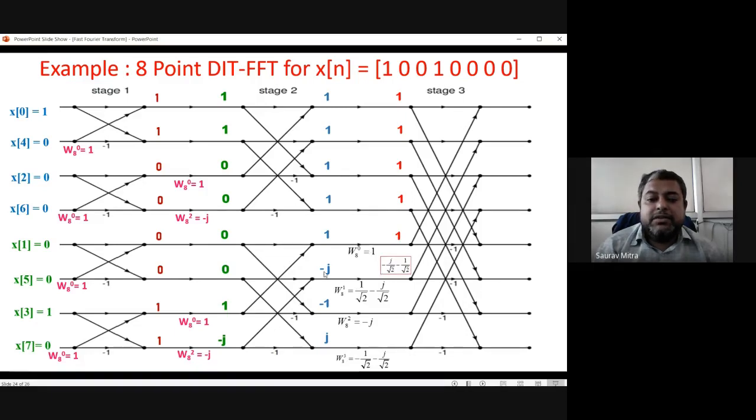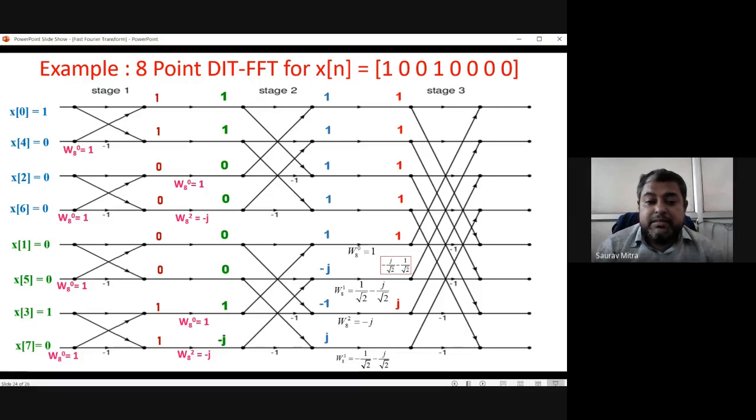Then line number 6, so this minus j is getting multiplied with 1 by root 2, so this becomes minus j by root 2, and again minus j is multiplied with minus j by root 2, so this becomes plus j square by root 2, and j square is -1, so this becomes -1 by root 2. So in this multiplication you have to be careful. Minus j into 1 by root 2 is minus j by root 2, minus j into minus j becomes plus j square, and j square is -1, so that's why this is -1 divided by root 2. So this is nothing but the input to line number 6 in stage 3.